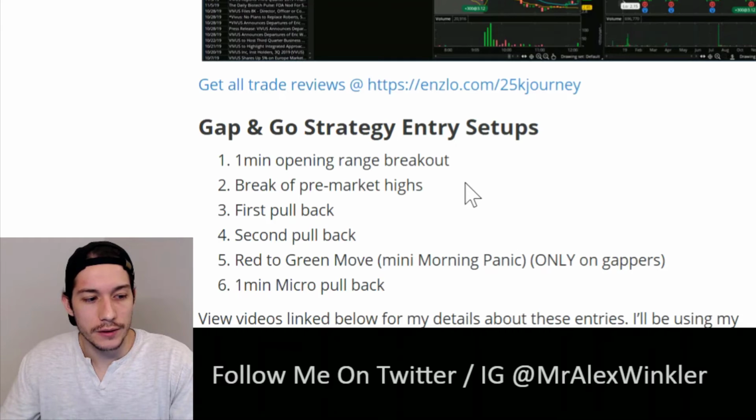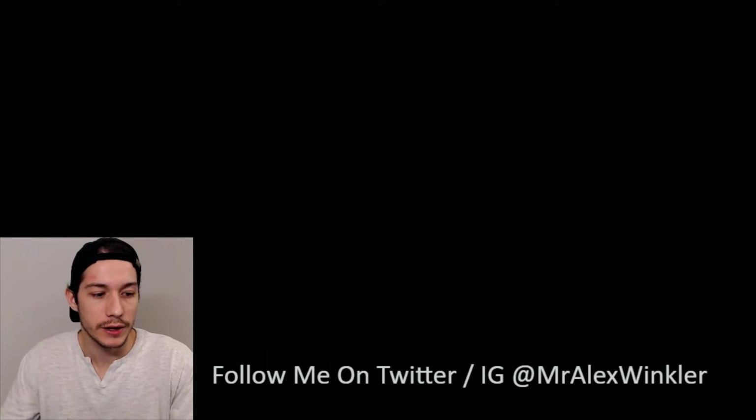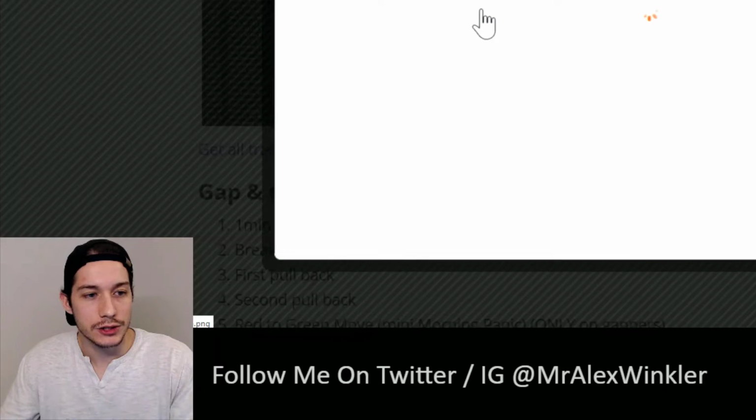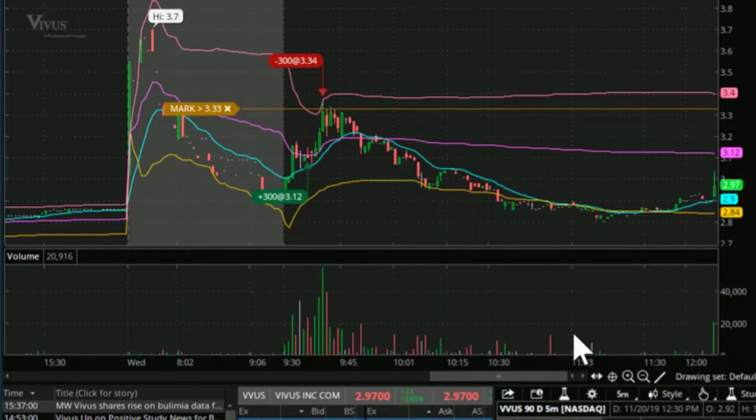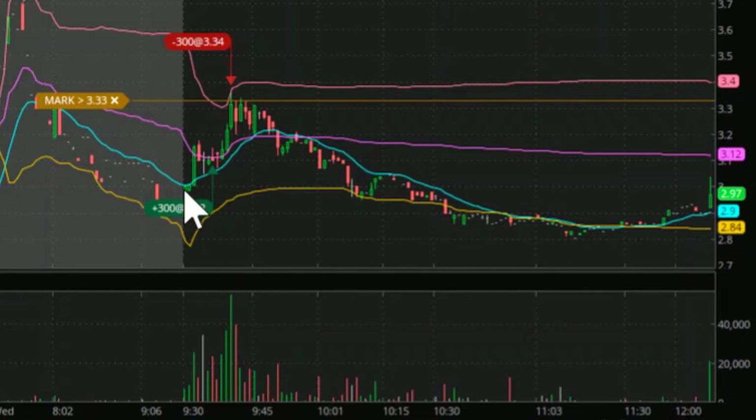And then for the sixth entry, we have the 1 minute micro pullback. And this one's really, really tough to trade. And I probably won't be trading this one at all. But if we come back to the chart from the VVUS that we traded yesterday, you can see again that this area where we had 3 green candles, a 1 minute micro pullback is basically where you remove this middle candle. So we have one big green candle and we have a second big green candle.